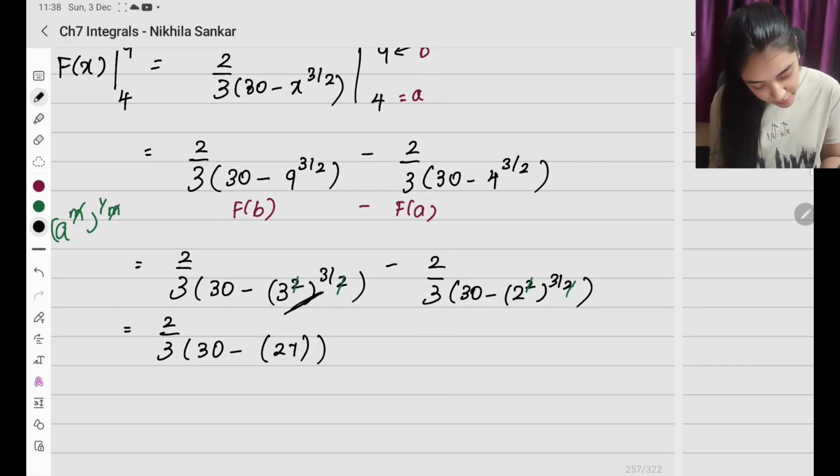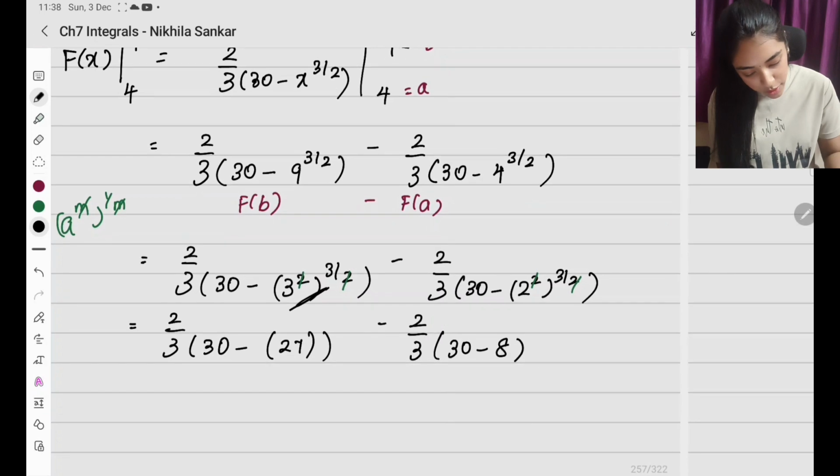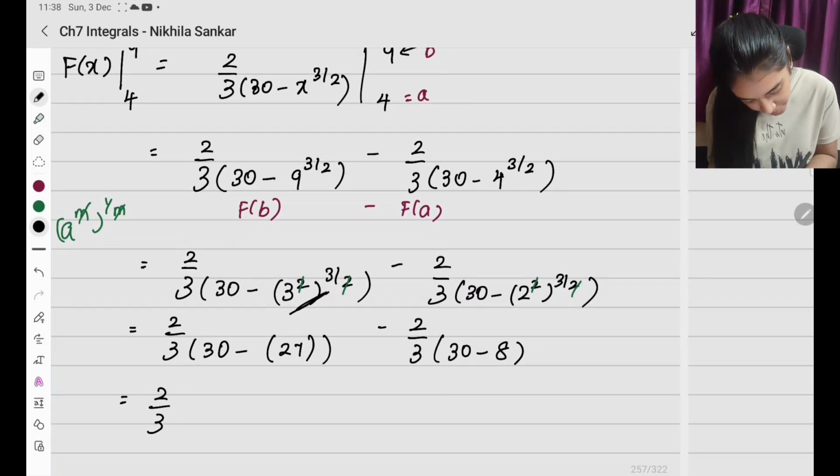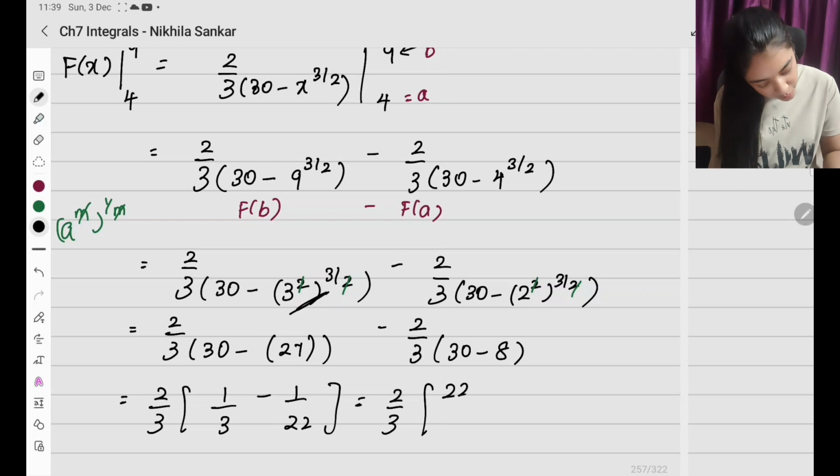27. This is my first term, minus 2 by 3 times 30 minus 2 cube, which is going to be 8. So, what do I have? 2 by 3 common, taken out. I have 1 by 30 minus 27 is 3, minus 2 by 3 taken out, divided by 1 by 22. So, when I take the LCM, what do I have? 2 by 3 times the LCM is going to be 66. So, I have 22 minus 3 divided by 66.